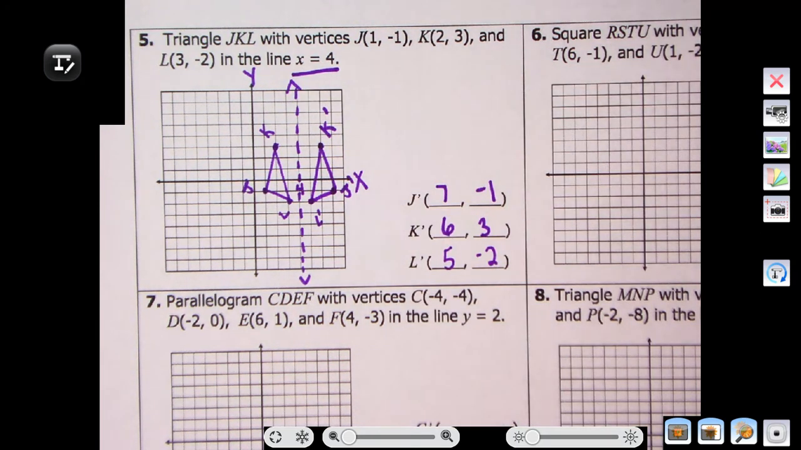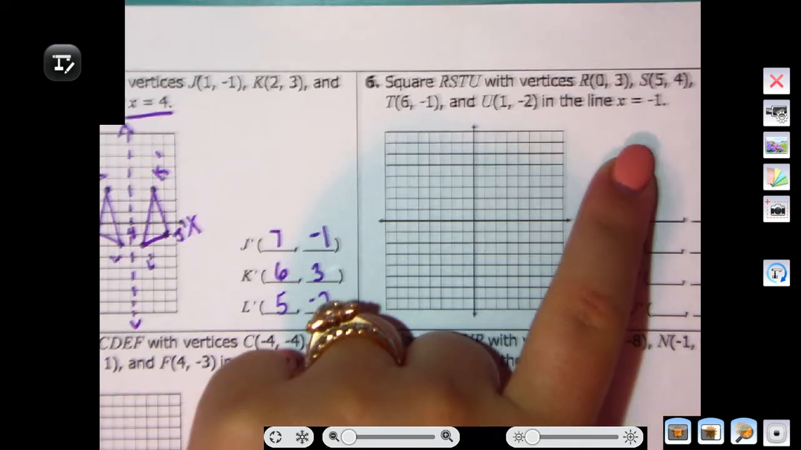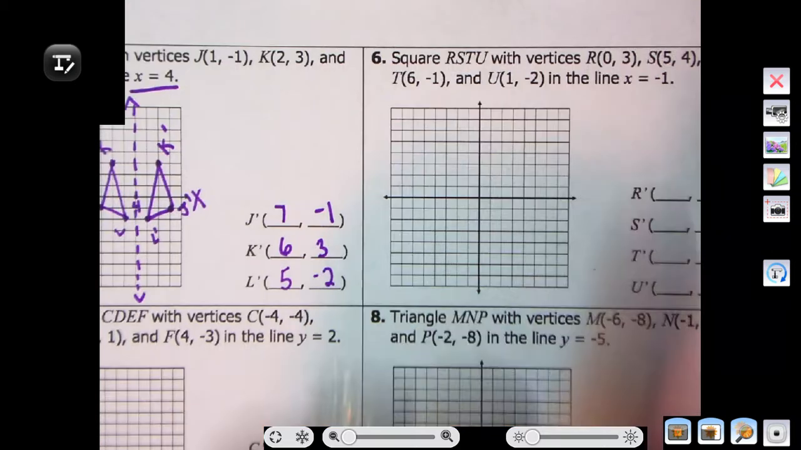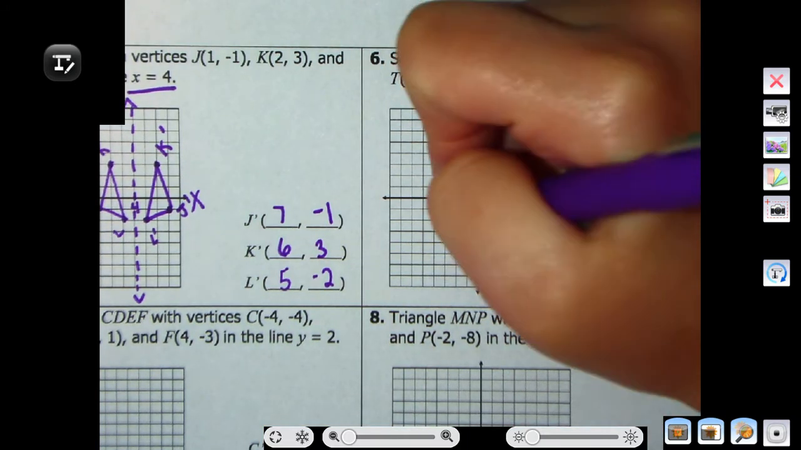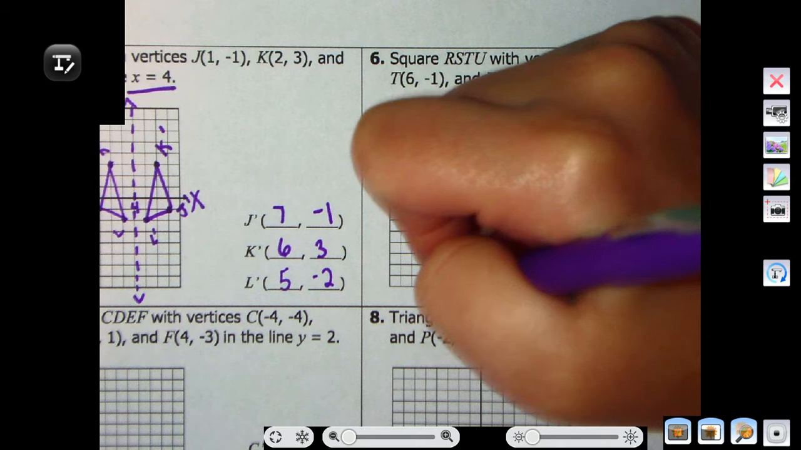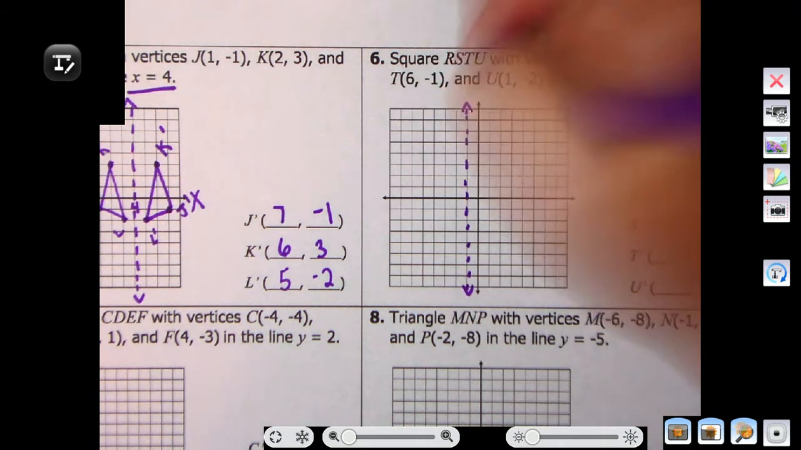So a little bit different. Number 6 is going to be a reflection over x equals negative 1. So that's going to be a reflection over a line right here. I'm going to have you try 6 on your own. That's where the line would be.